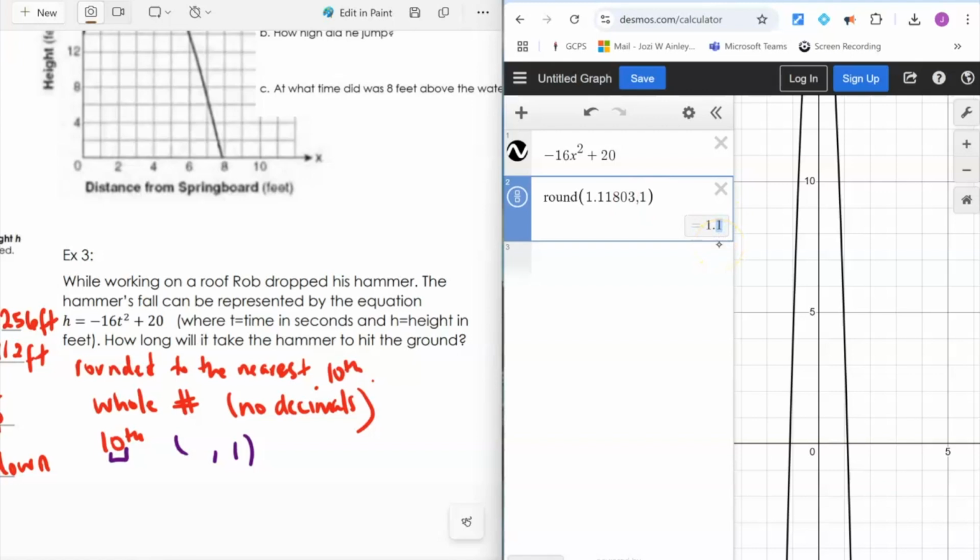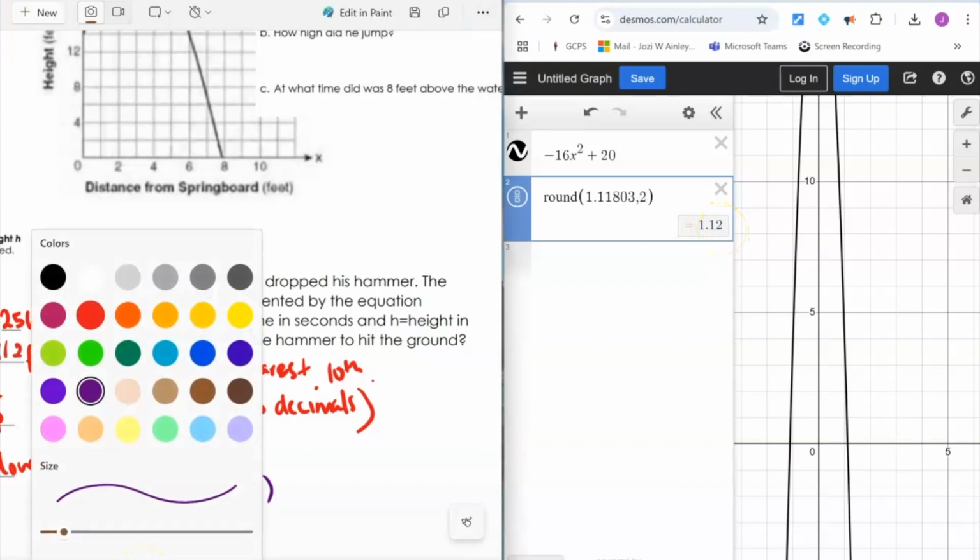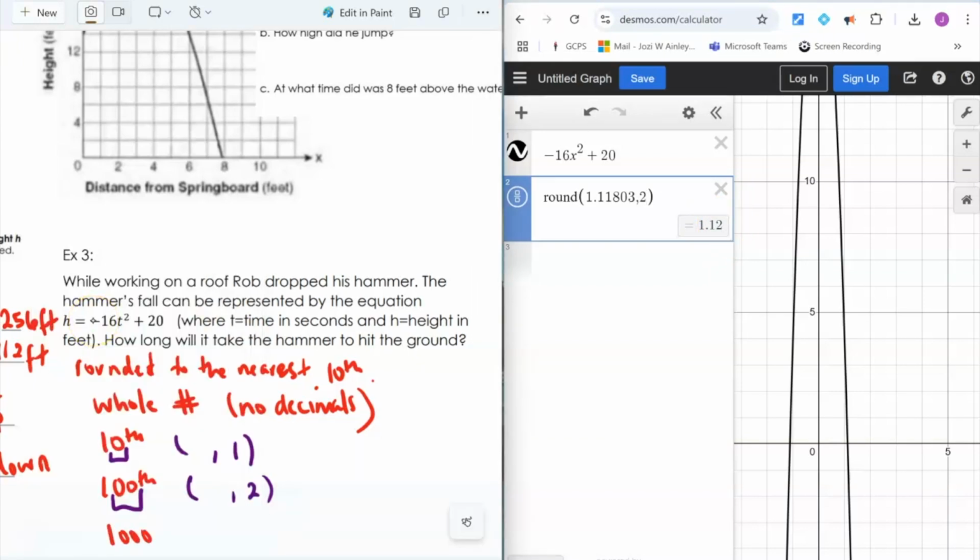If I wanted the nearest 100th, notice how many zeros I have there. I have 2, which means I want 2 numbers after the decimal. If I put 2 right here, you can see it's giving me 2 numbers after the decimal. If I want the nearest 1,000, how many zeros do I have in 1,000? I have 3 zeros, so that's going to be 3. So you're just simply telling the calculator.